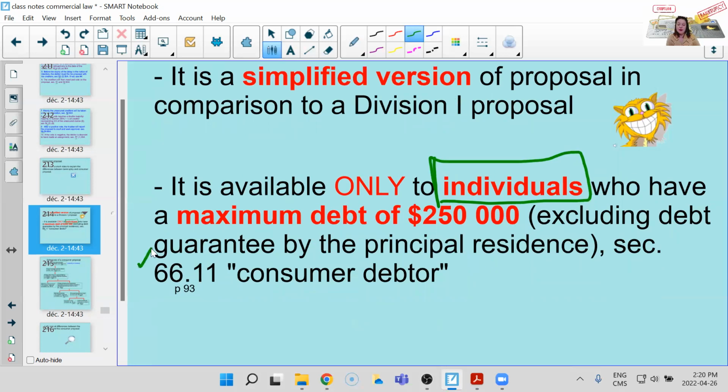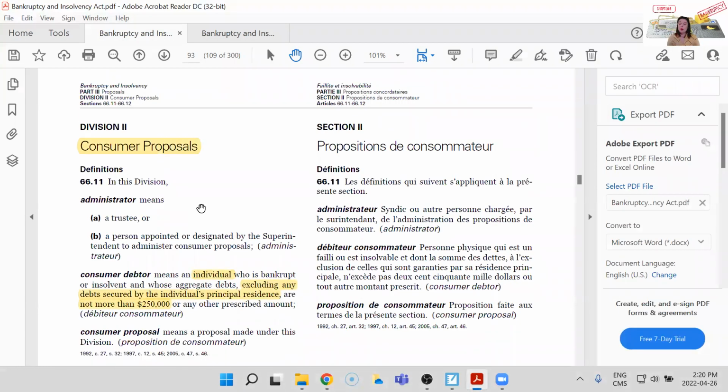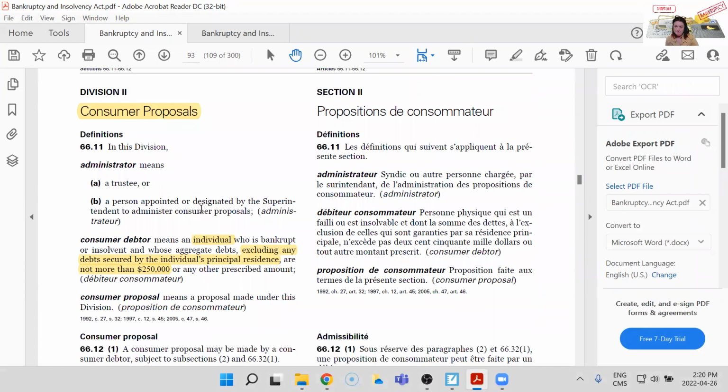So let's go to section 66.11, consumer proposal. At 66.11, paragraph 2, it gives you the definition of a consumer debtor. It says an individual. So you see the difference. In the other one, it said an insolvent person. Now we have an individual, so it excludes any businesses. So an individual who is bankrupt or insolvent and whose aggregate debts, excluding the debt secured by the individual's principal residence, are not more than $250,000.